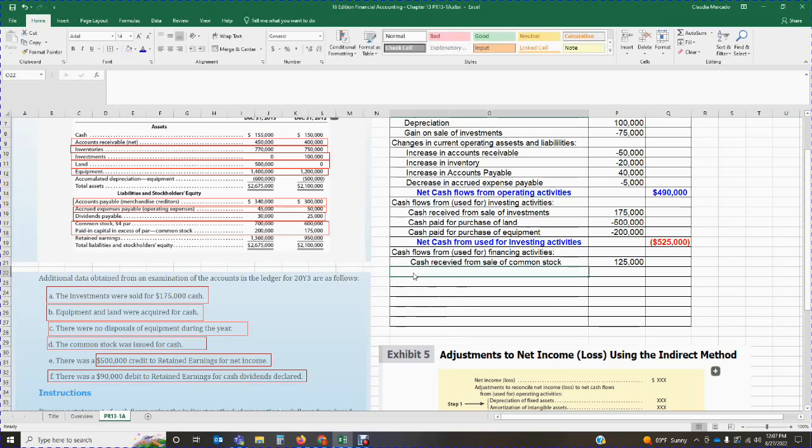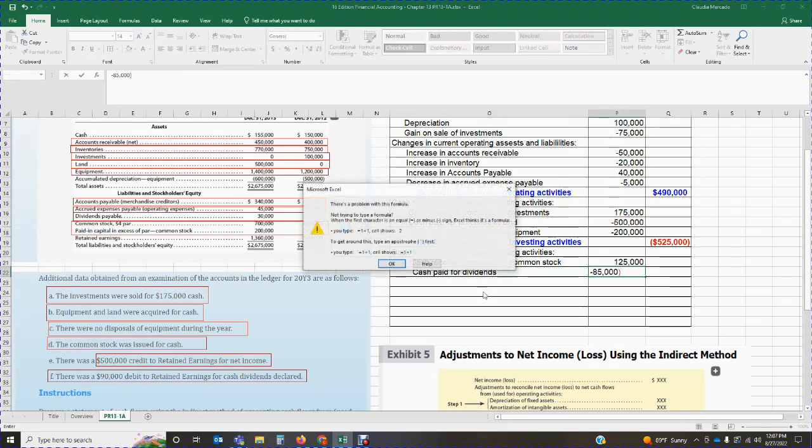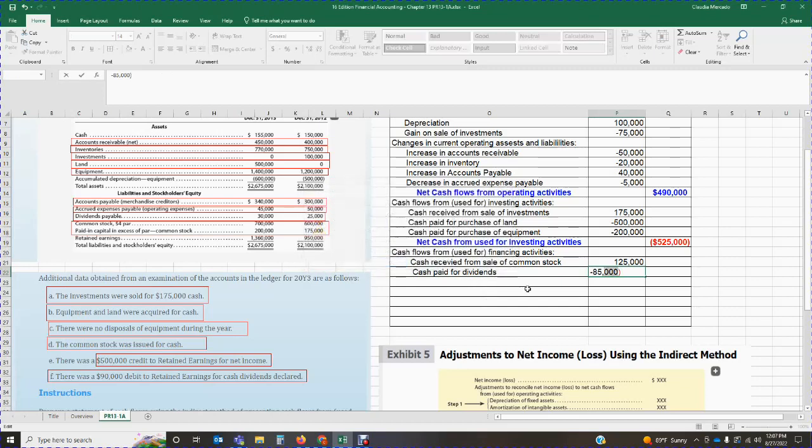And that's cash paid for dividends. Because it's cash being paid out, it is a decrease. We are paying money out. Money is leaving the organization. There we go, 85,000.